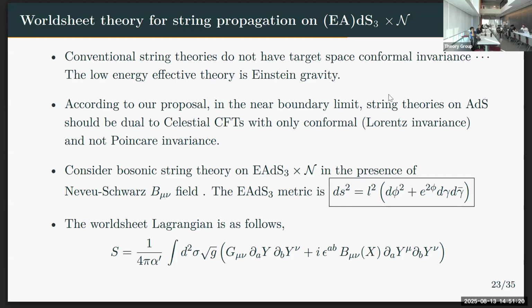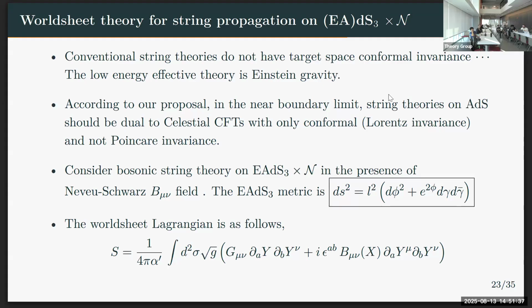So unless you give me some string theory which has conformal invariance in target space time, we'll just be content with this because this is all we can get. So this should be towards some celestial CFTs with Lorentz invariance. Right.